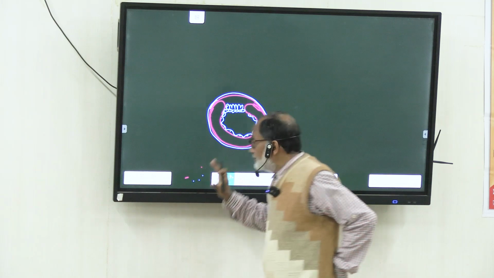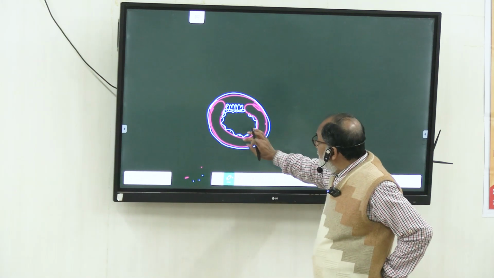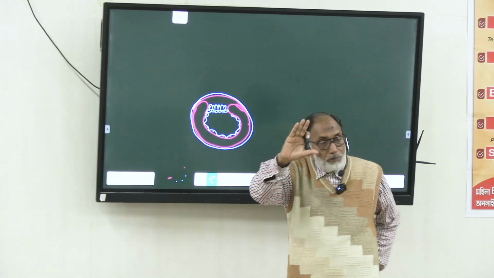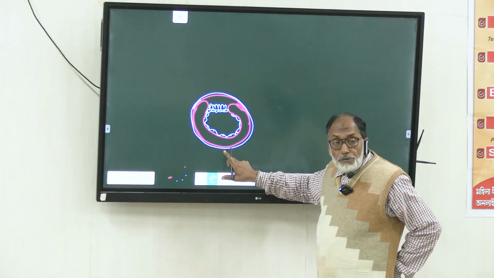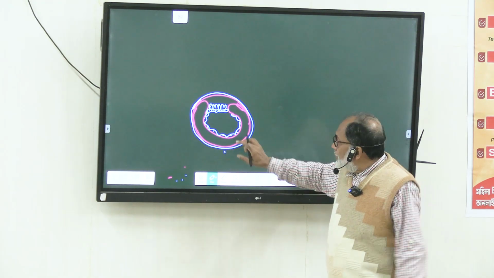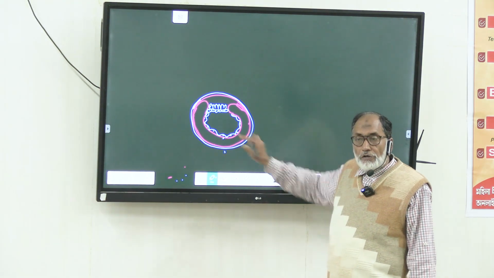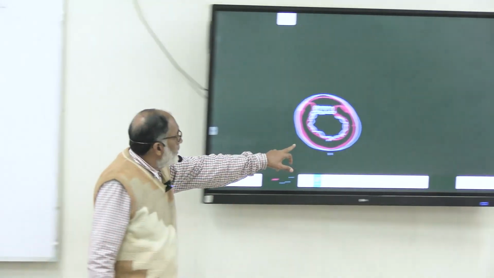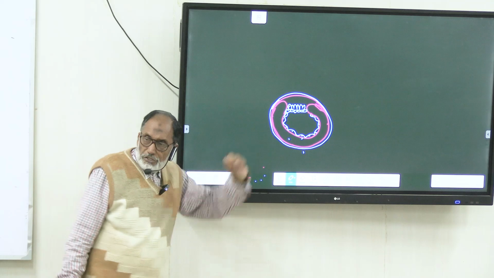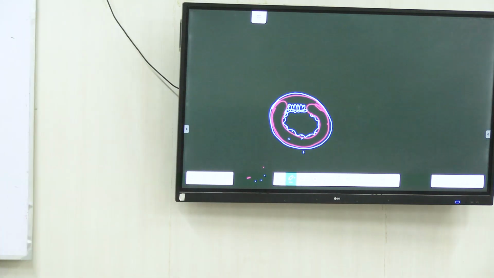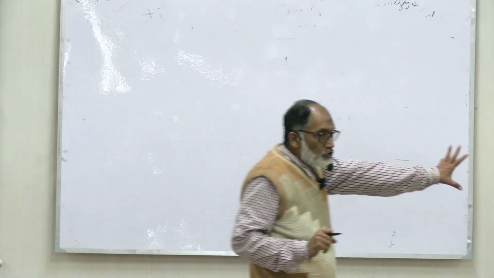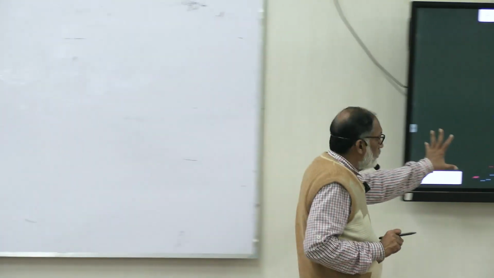Here you see, this black one is the primary mesoderm, which has been given rise to by trophoblast. Here you see one cavity has appeared within the primary mesoderm. This cavity is known as the extraembryonic coelom.